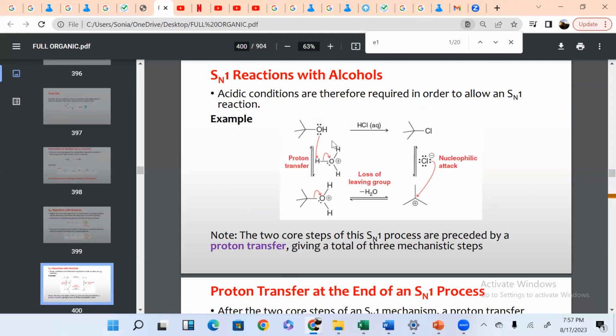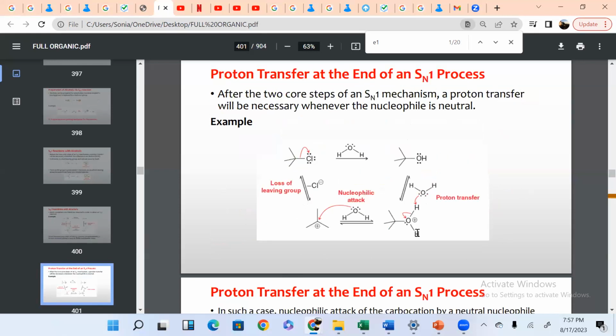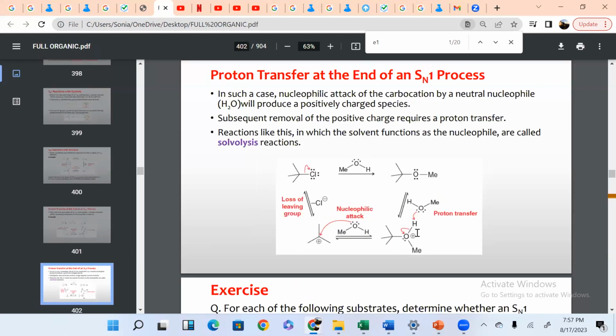Instead of just water, in an acidified medium, this water is protonated. So this OH will pick this proton and then form water. Here it is. Then water breaks off very easily, leaving a stable carbocation, which now undergoes attack. Then you have your final product. So the two core steps of this SN1 are, first of all, you proceed with a proton transfer. That's if OH is your leaving group. So this is pretty much the same thing.